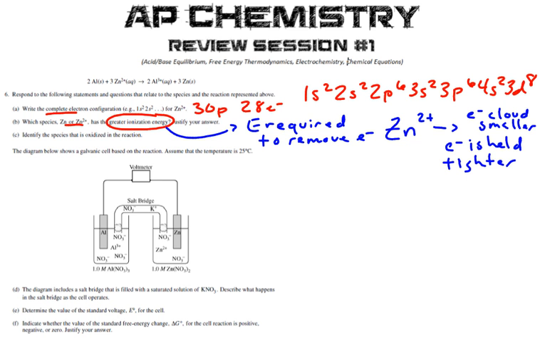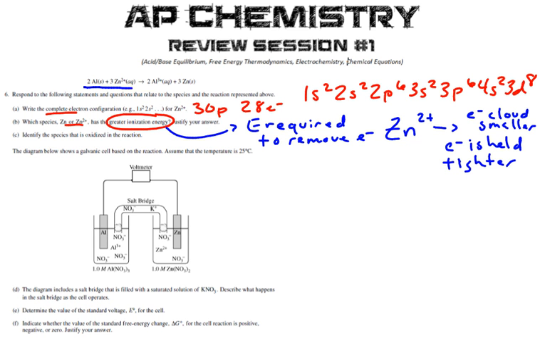I want to read what it says. Zn2+ has a greater ionization energy. The electron being removed from the Zn2+ experiences a larger nuclear charge than the electron being removed from the Zn because Zn2+ has two fewer electrons. Nuclear charge just means they have the same nuclear charge, but each electron's feeling a little more of it because there's less of them.